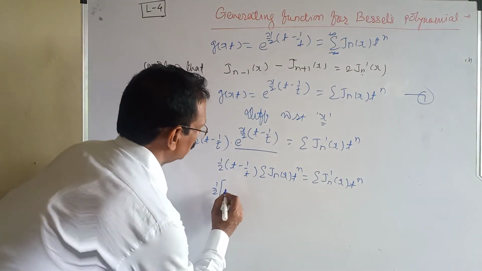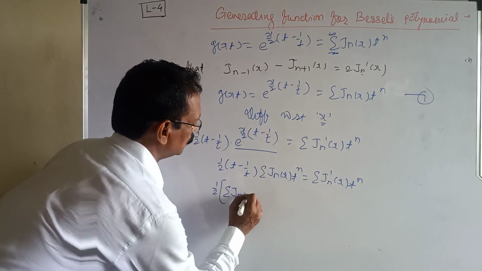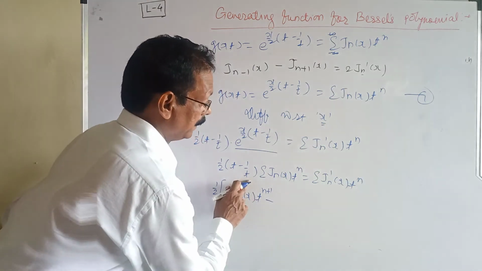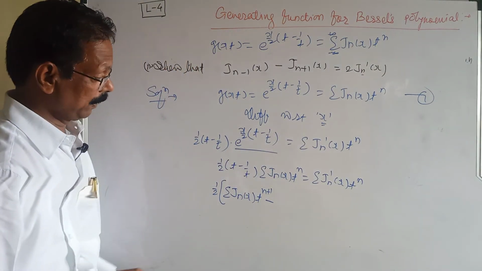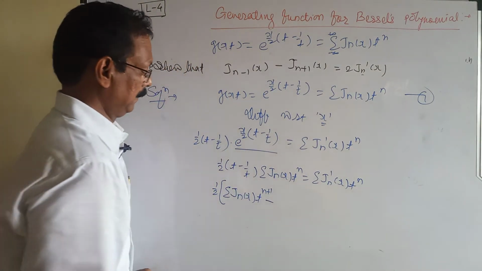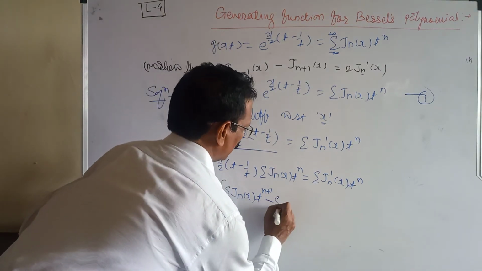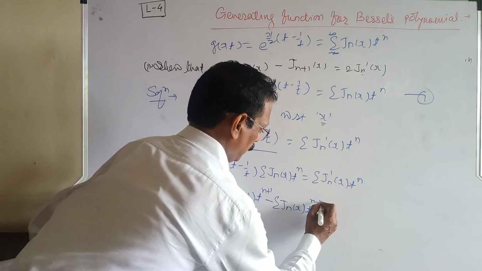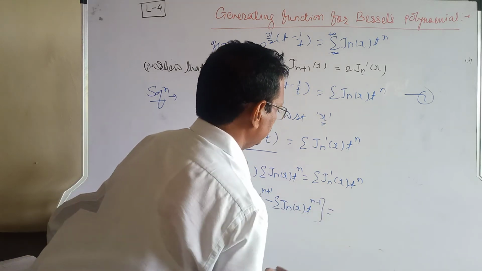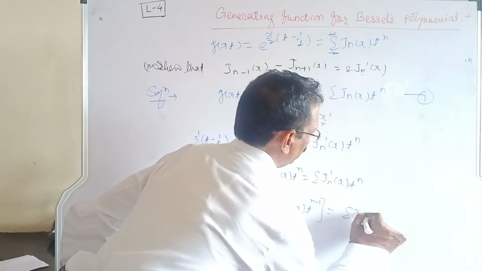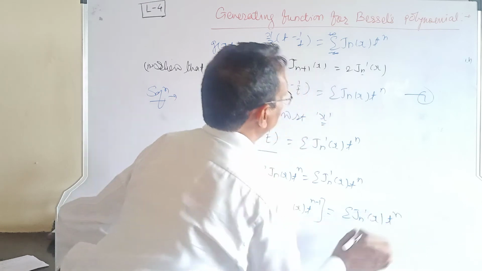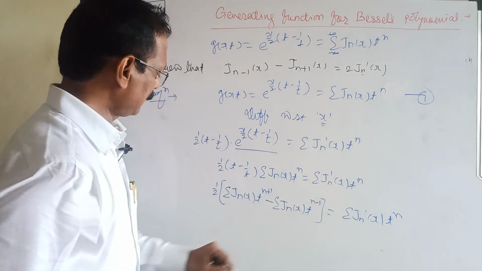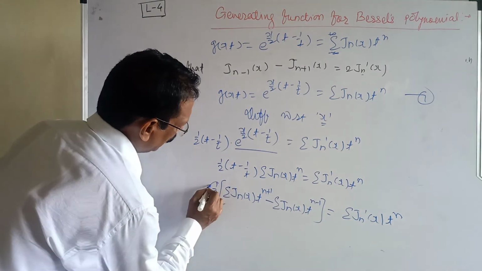Multiplying t, we get summation of J_n(x) t^(n+1) minus, multiplying 1/t, summation of J_n(x) t^(n-1). So the bracket is complete. The right hand side is as it is: summation of J_n'(x) t^n. Now this 1/2 we have to transfer to the right hand side, so we get 2 into it.